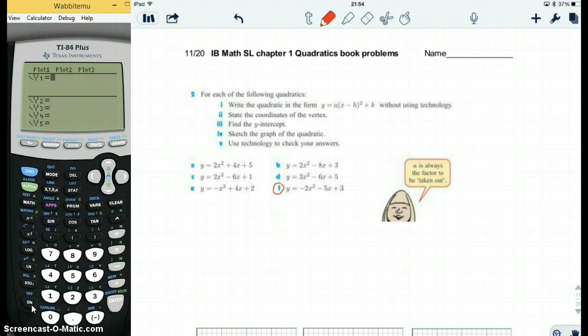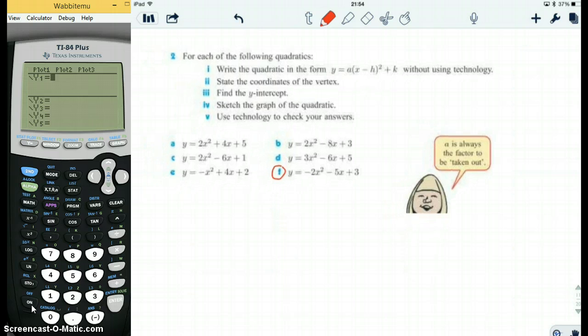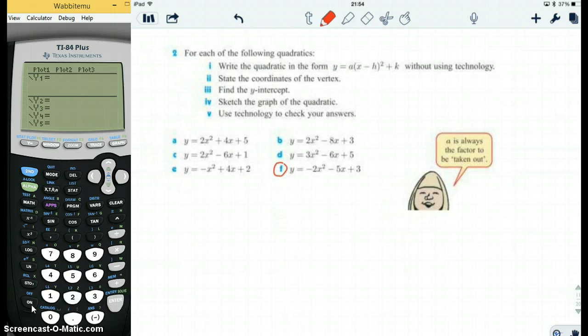Quadratics, page 11. For each of the following quadratics, write the quadratic in vertex form without using technology. State the coordinates of the vertex, find the y-intercept, sketch the graph of the quadratic, and use technology to check your answers. Okay, so we're going to do F.